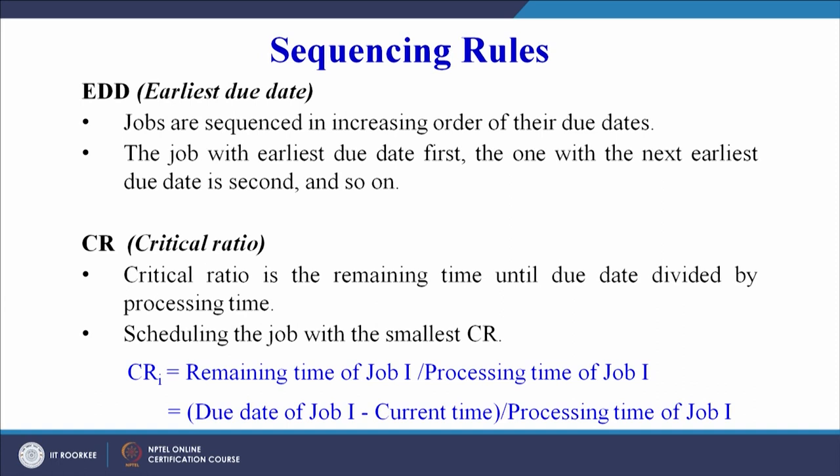Now let us take an example. Suppose the processing time is 10 days, and today is September 10th, and the due date is September 20th. So what is the difference? 10 days, divided by the processing time, that is 10. So the critical ratio is equal to 1. We can see that the critical ratio is 1.